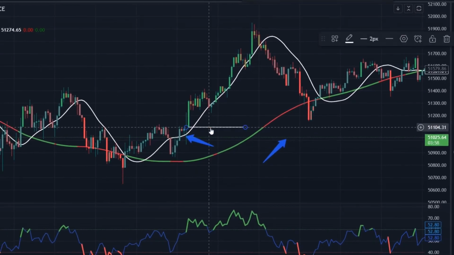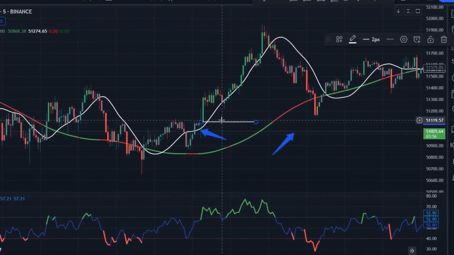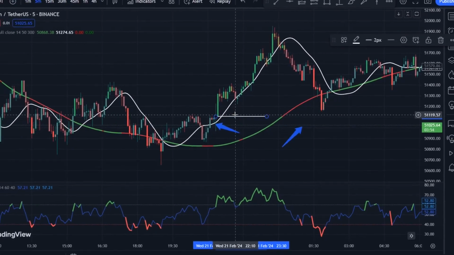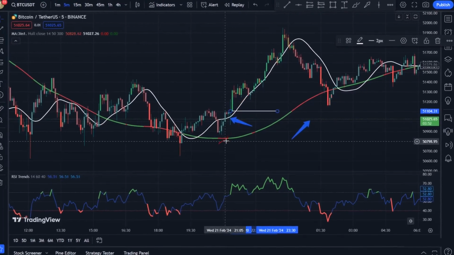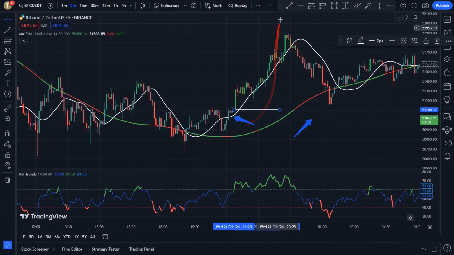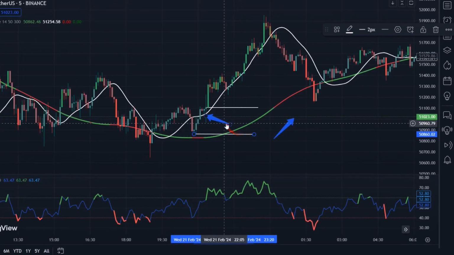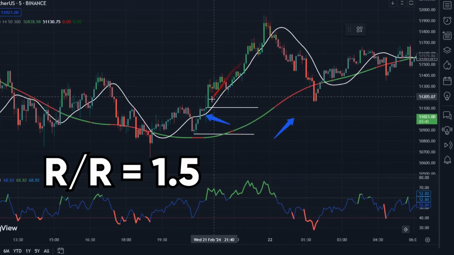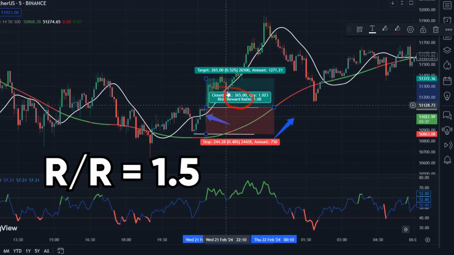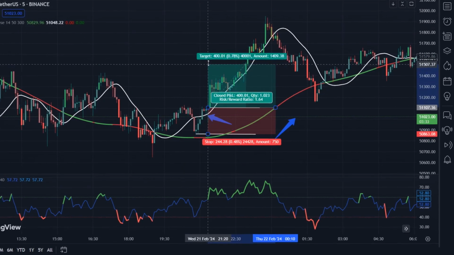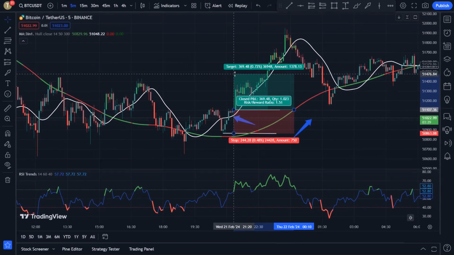Remember to never forget risk management and always set stop loss for your trades. You can place your stop loss below the recent swing low and consider a risk to reward ratio of 1 to 1.5 for your target profit. Then wait for the trade to close with a profit.